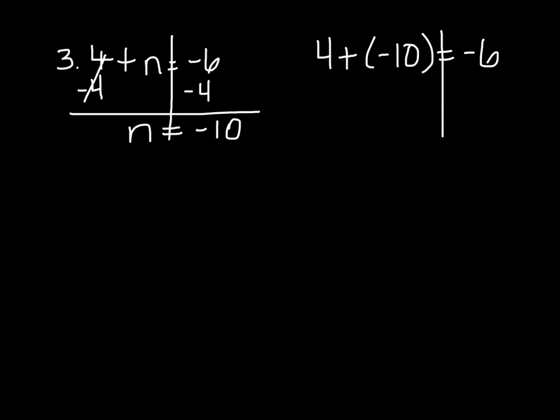Opposite signs, I subtract, right? So, what's 10 minus 4? 10 minus 4 is 6. Now, opposite signs, subtract, take the sign of the larger number. Which number is larger, 4 or negative 10? Negative 10 is.